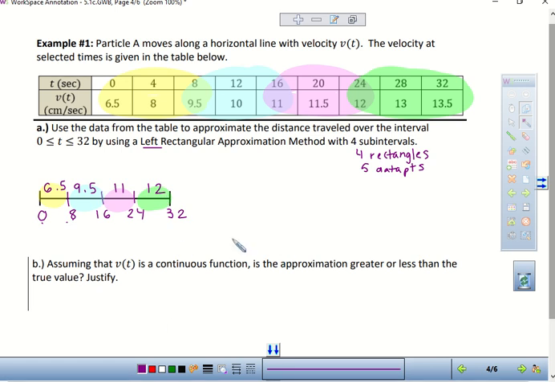Okay. So now we determine the width. Now what do you notice about the width of all of these because they're equally spaced?